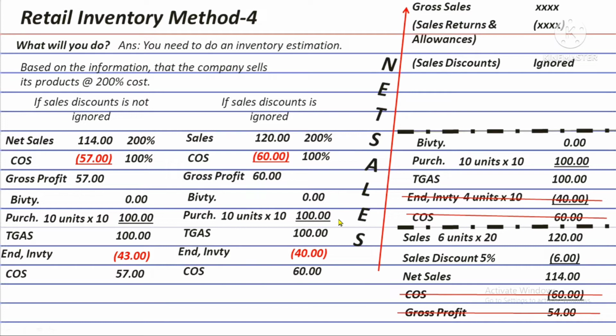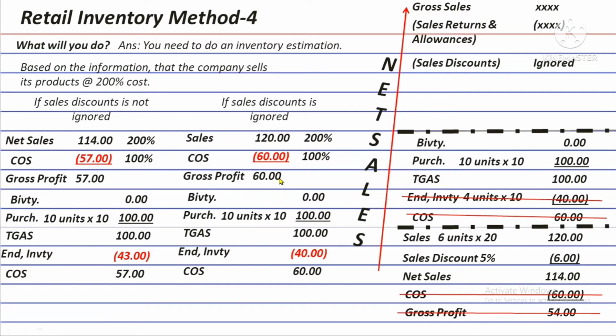Sales discounts are only ignored when doing inventory estimation. So, if you are making actual historical financial statements, please include the sales discount and deduct it from the gross sales. Otherwise, you will be wrong in the computation of the gross profit, just like this one. The correct gross profit here is 54. If you ignore the sales discount totally in making the actual FS, you will arrive at the 60, which is the gross profit as if there is no sales discount, which is wrong, right?